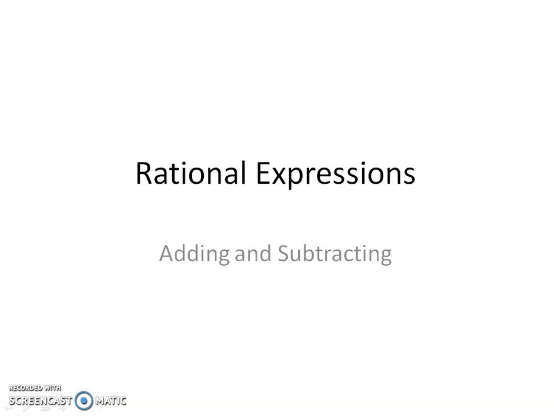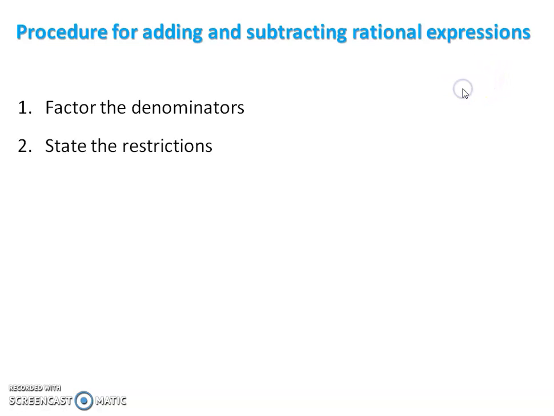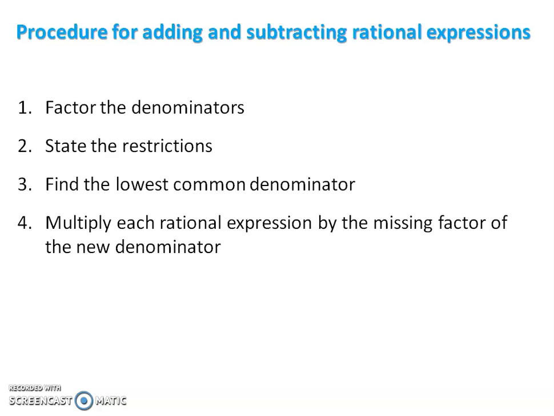This video lesson is about how to add and subtract rational expressions. Here's the procedure for how to do that. You've got to start by factoring the denominators of all of the rational expressions that you're adding or subtracting. You'll state the restrictions, find a common denominator, because rational expressions are just fractions, and to add or subtract fractions, you have to have a common denominator.